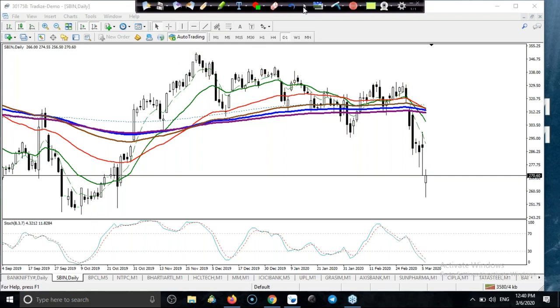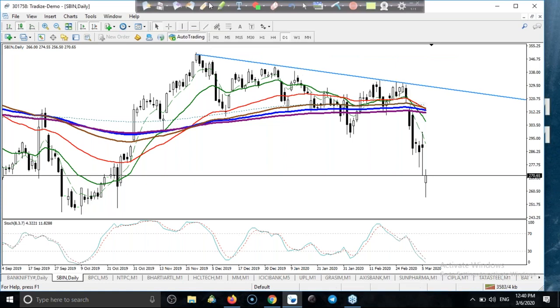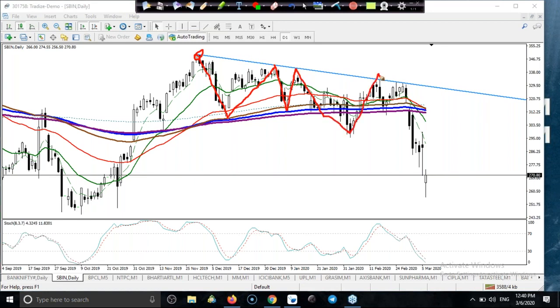So if you want to see it using a diagonal trend line, SBI just created a new high and retraced, again pushed up toward this level, reversed back, again hit the level, again fell down, again hit the level, again fell, again hit, and again failed. That is the technical pattern.